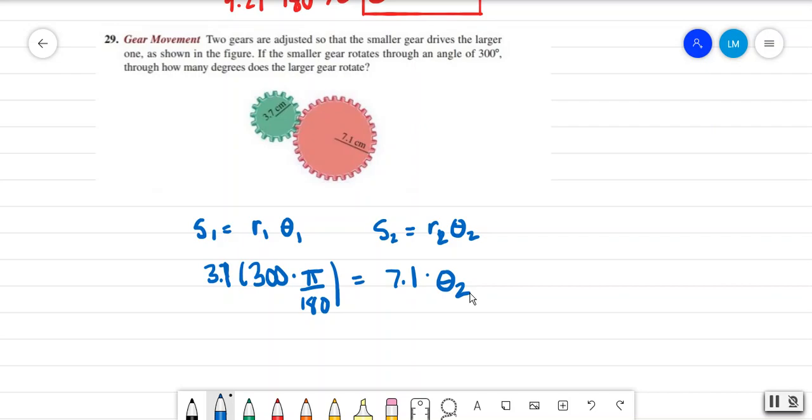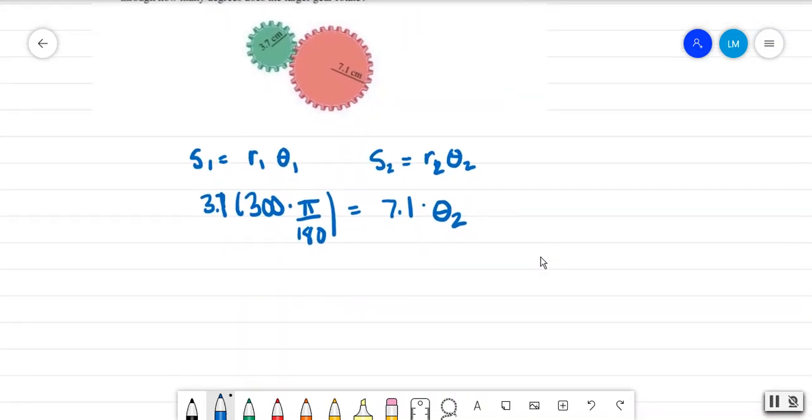Now it's kind of weird because if I think of it like this, all that I really technically need to do is just divide the 7.1 into the 3.7 and then multiply by the 300 degrees, and then that's it. Mostly because the question's asking how many degrees does the larger gear rotate, meaning that if I convert it back to degrees, then I'm just undoing what's being done, if that makes sense.